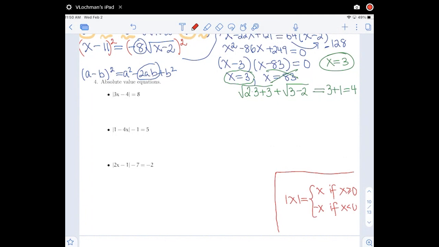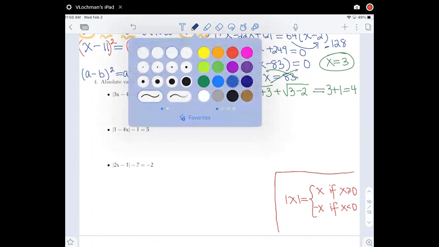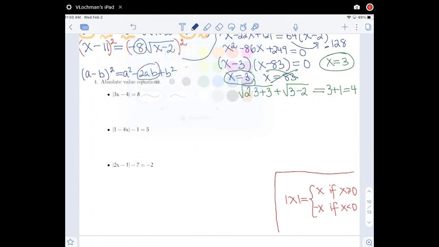Okay, so from here, we could solve these absolute value equations. And all we have to do is just remember this definition right here. So the absolute value of 3x minus 4 is equal to 8. What does that mean? Okay, so it means the following. It's 3x minus 4 is either equal to 8 or 3x minus 4 is equal to negative 8.